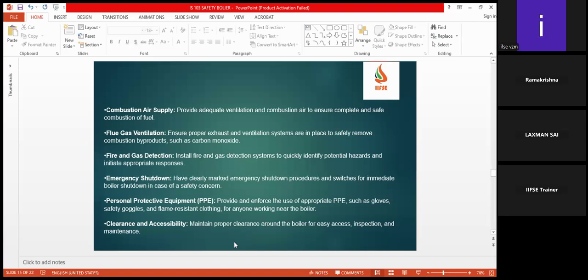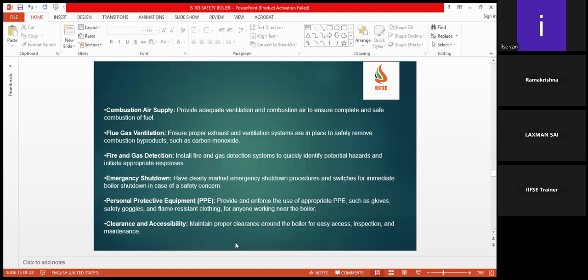Then personal protective equipment (PPEs) to provide and also enforce the use of appropriate PPEs such as gloves and safety goggles, flame-resistant clothing, in case of any working near the boilers. So anyone or whoever is working near the boilers, they should have all these PPEs.